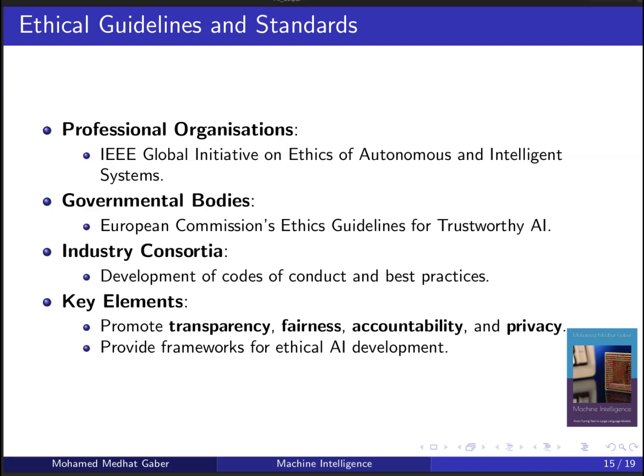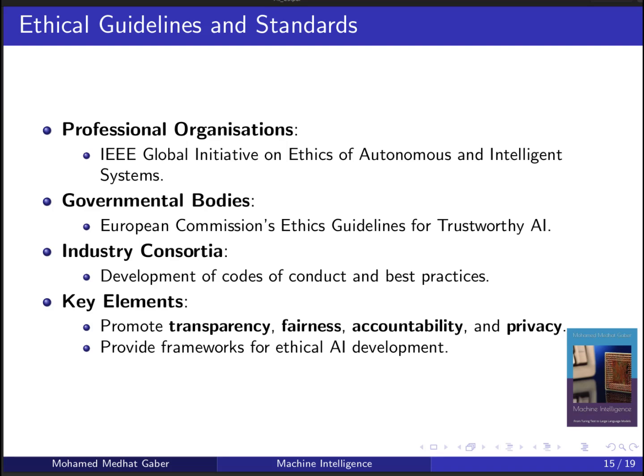The key elements of these guidelines typically include promoting transparency, ensuring that AI systems are understandable and open to scrutiny, fairness, preventing discrimination and promoting equitable treatment, accountability, holding developers and organizations responsible for AI outcomes, and privacy, protecting individuals' personal data and respecting their rights. Adopting ethical guidelines and standards provides organizations with a framework for addressing ethical challenges proactively. They offer practical recommendations and tools for implementing ethical principles, helping organizations navigate complex decisions and avoid potential pitfalls.